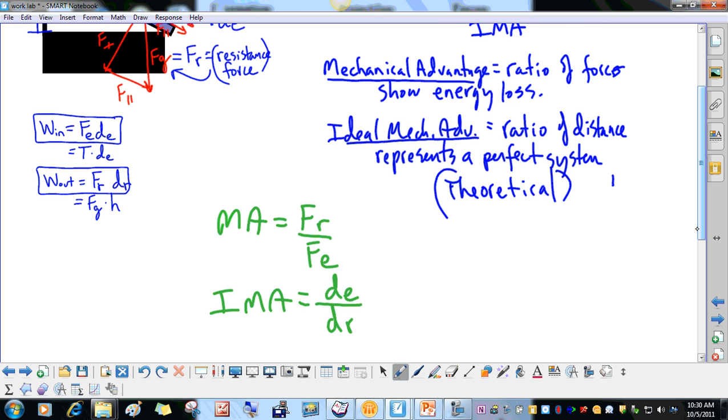Ferfa is a ratio of forces that shows you mechanical advantage. Dieter is a ratio of distances. It shows you ideal mechanical advantage. Now, here's a deep conceptual question. Although it's not counterintuitive, it's fairly straightforward, but there's some depth to it. Why is it that this ratio is what's actually occurring in the machine and shows energy loss, whereas Dieter does not?